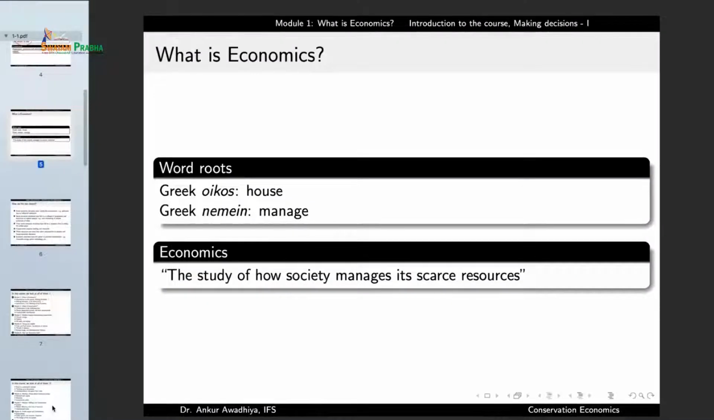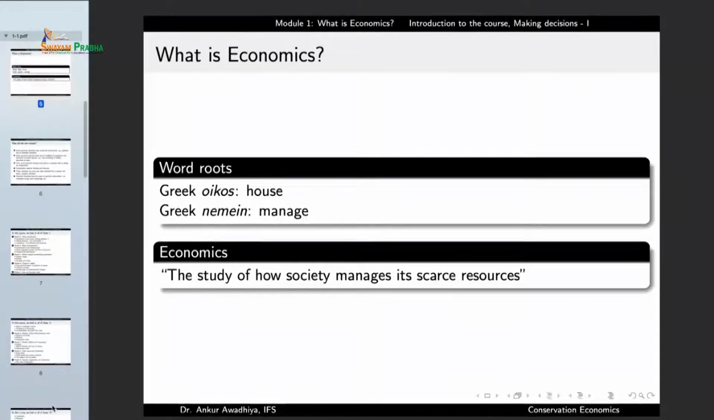Then what is economics? The word economics comes from these word roots. Oikos means house and nemein is to manage. So economics is the study of how to manage a household. And some of the best economists are the ones who are managing our households. Because in a household, you need to make several decisions. What sort of food needs to be prepared so that everybody is happy? You cannot have just one thing throughout your life. So every day you would need something different.